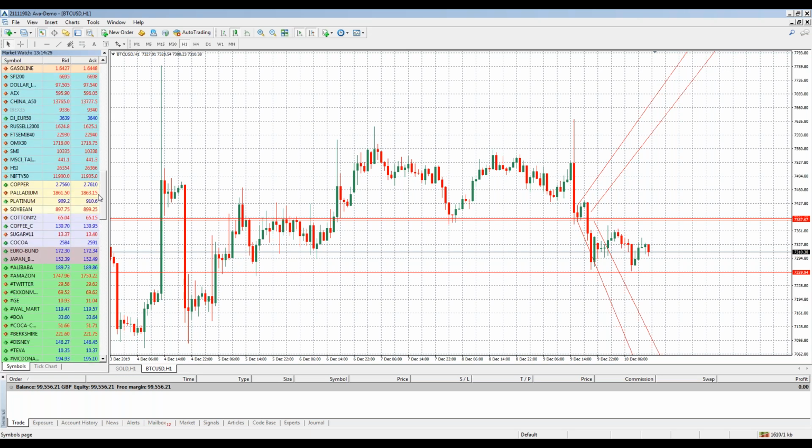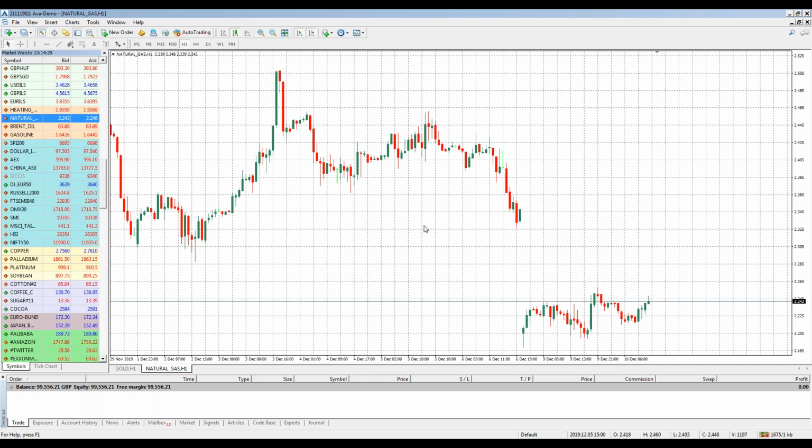Yes, exactly. It's been dropping. Let me pull up the chart. If you look from Friday's close to Monday's open, what does that tell you about the sentiment for natural gas?